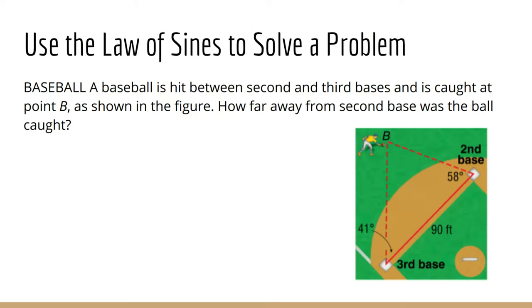So I'd like you guys to take a second and try this one on your own. A baseball is hit between second and third bases and is caught at point B. As shown in the figure, how far away from the second base was the ball caught? So you're looking only from one side. I'd like you to take a second, copy this down, and see if you get the right answer on your own. There's going to be a video following this slide to help you out. Once you have completed the problem, please submit your answer into Edpuzzle.